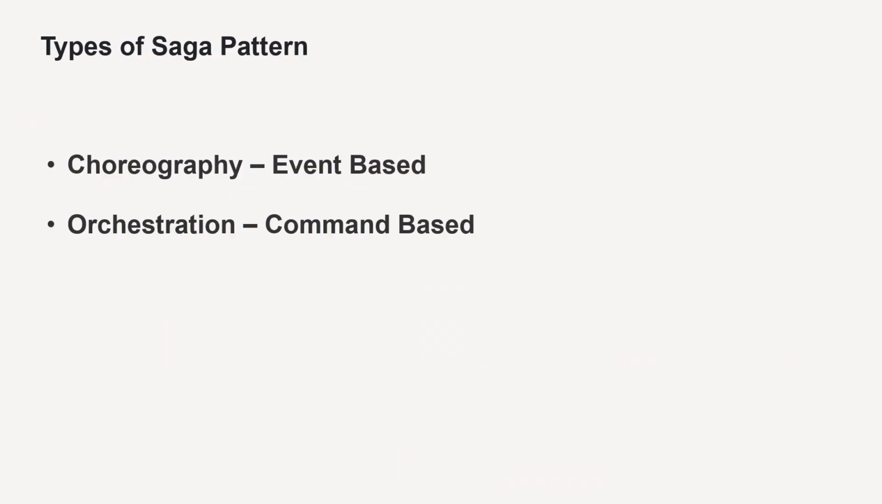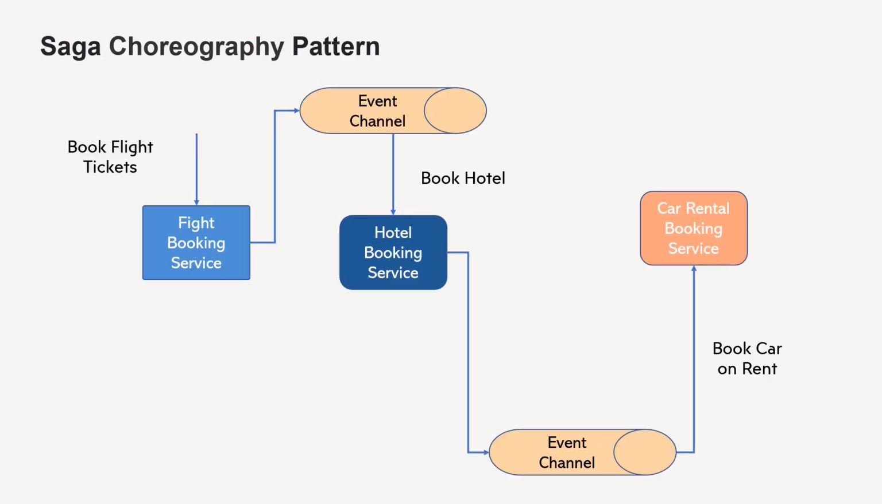So there are two types of saga pattern. First is the event-based saga pattern, that is a choreography saga pattern, and second is the command-based or orchestration saga pattern. So let us understand these two saga patterns one by one. So first one is the saga choreography pattern.